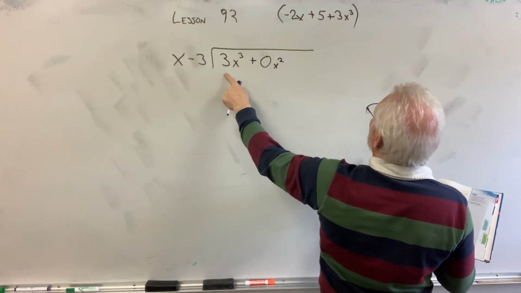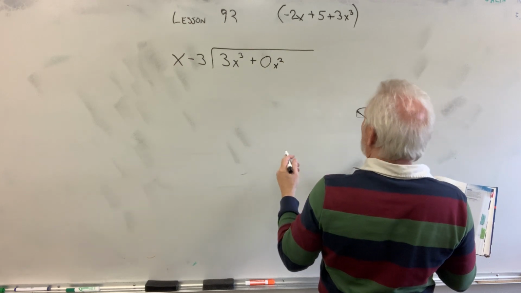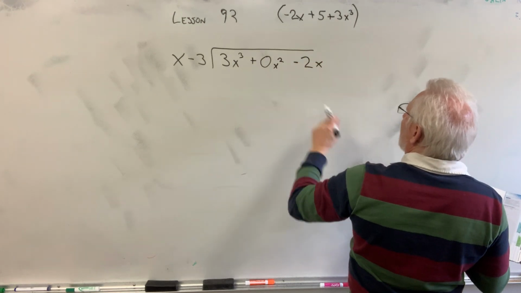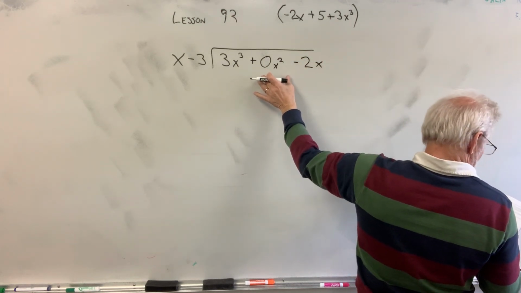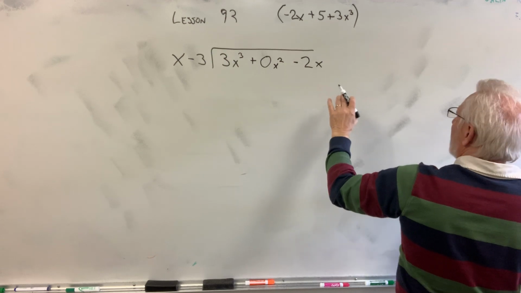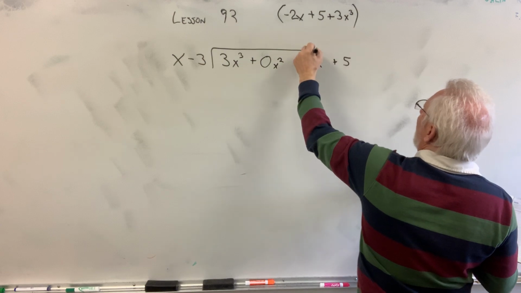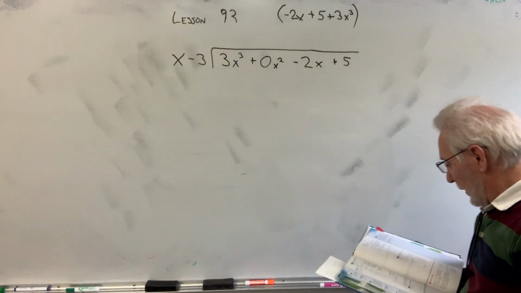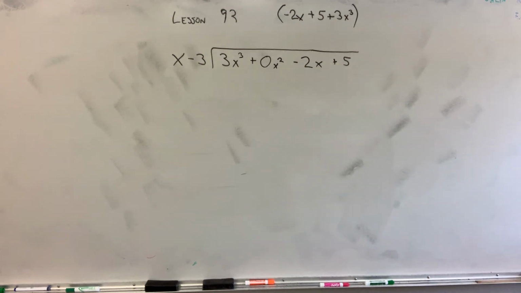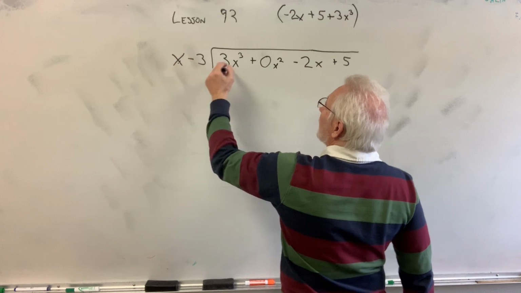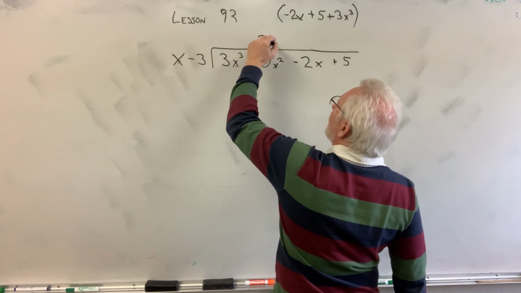When you put it in order down here, there is no x to the second. But you can't just skip that spot. So you just plug one in. There's nothing there, but you still have to keep that spot open. You can't just step over a column. So then we have the minus 2x plus 5. Now we're going to go through this thing. Let's see. What times x is going to give me this? It's going to be 3x squared.